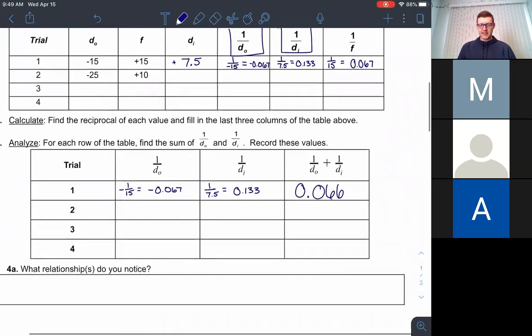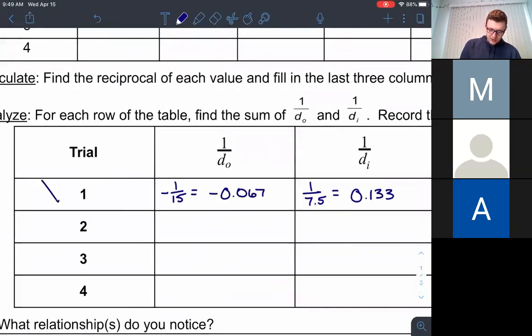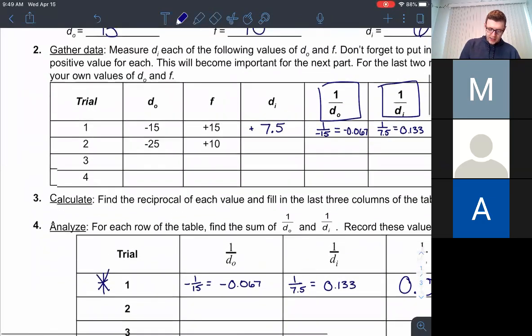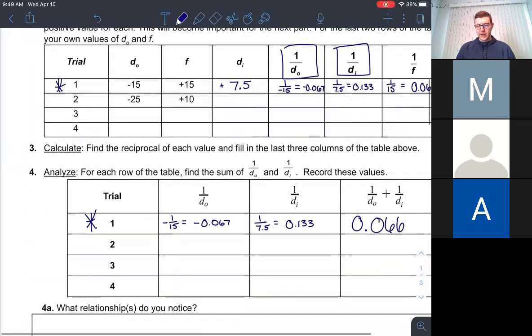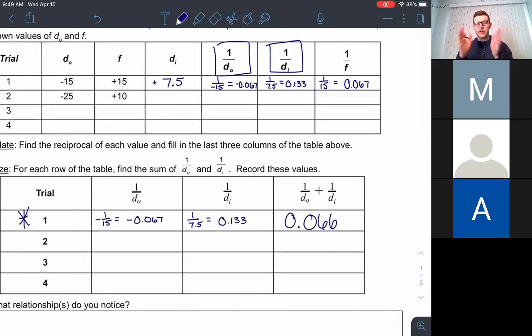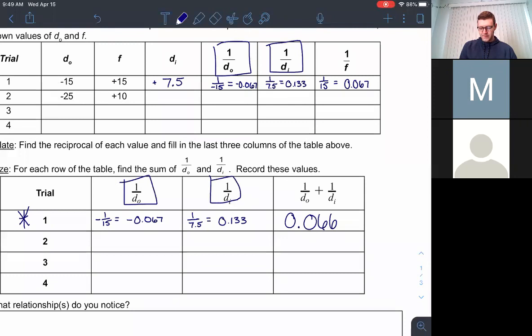We should be able to see something between trial 1 of number 4 right here and trial 1 of number 2. Do you see any information that looks similar between those two, besides the fact that we copied the same column here and here? Does this column look like anything from column 2? The 1 divided by F. The 1 divided by F, perfect.